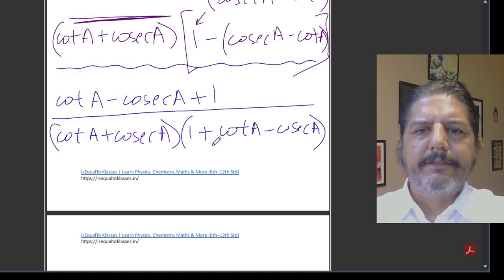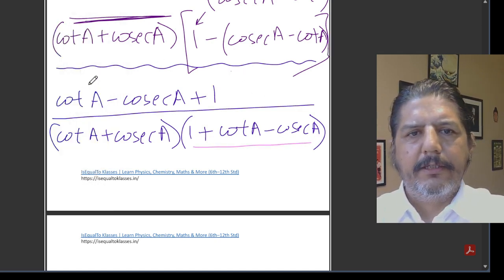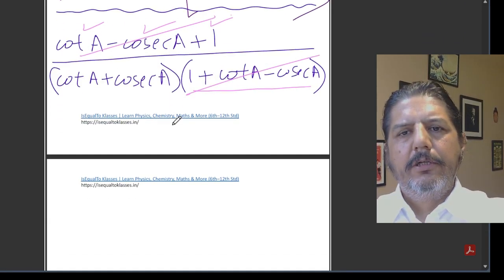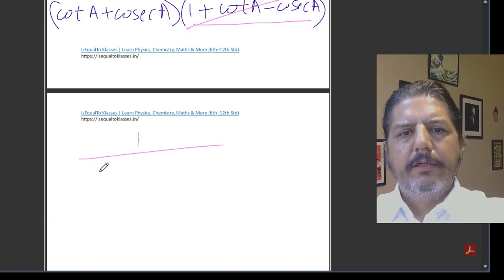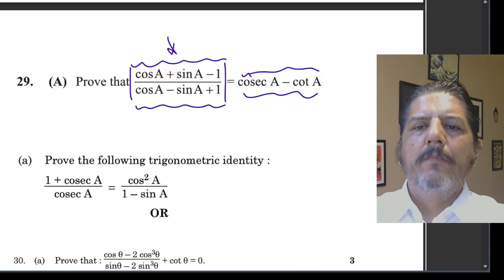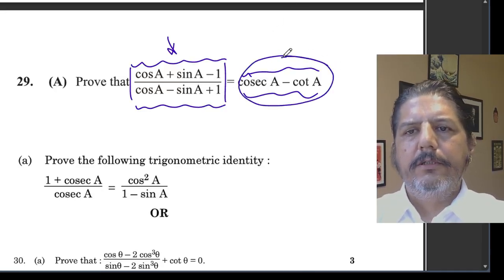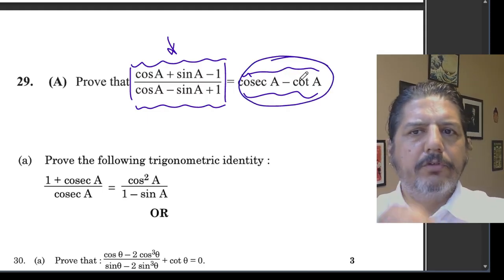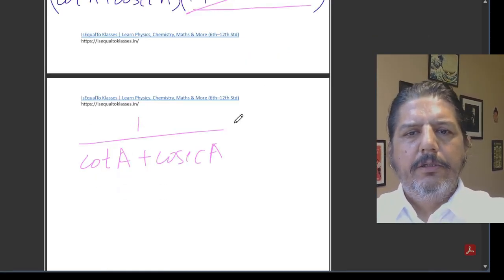Now if you look carefully, you will see what magic happens. So 1 plus cot⁴ minus cosec², 1 plus cot⁴ minus cosec². So this one and this one will cancel. My answer would be 1 upon cot⁴ plus cosec². What is that I require on the right hand side? It is cosec² minus cot⁴.